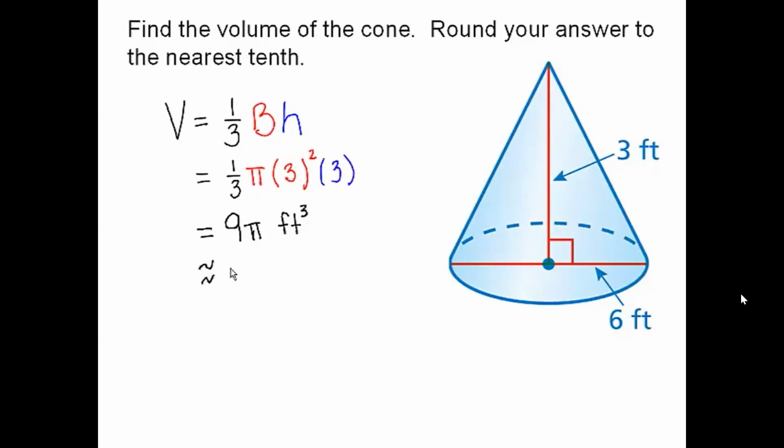And that's approximately 28.3 cubic feet. So we found the volume of our cone to be 9 pi cubic feet, or about 28.3 cubic feet.